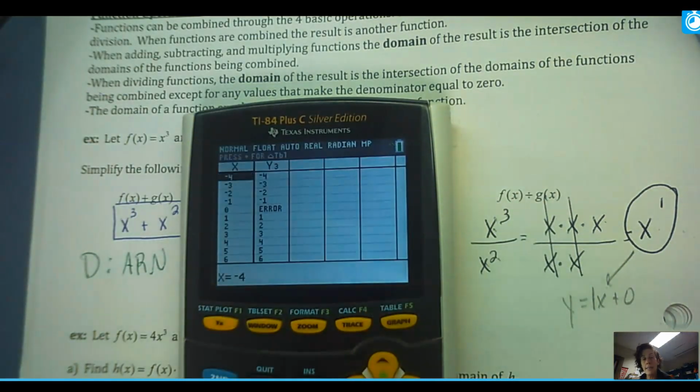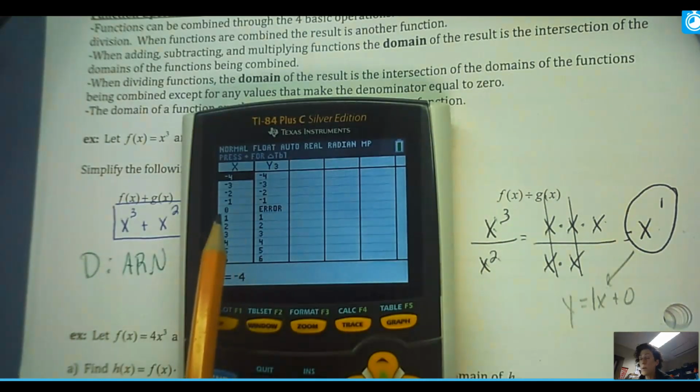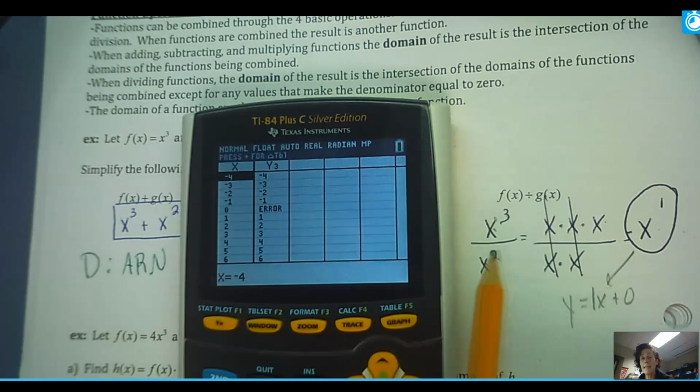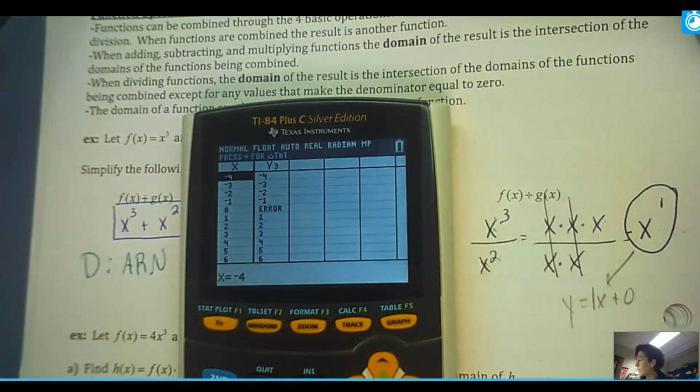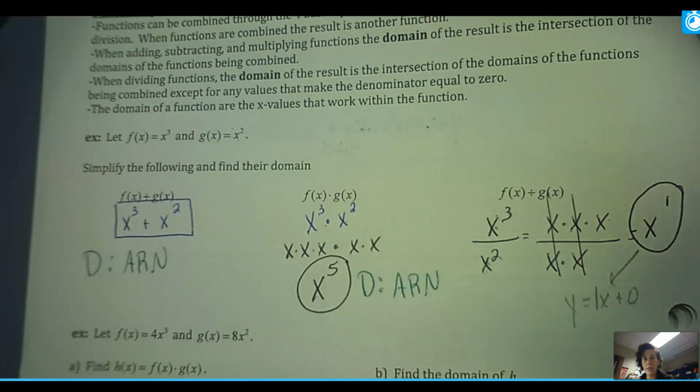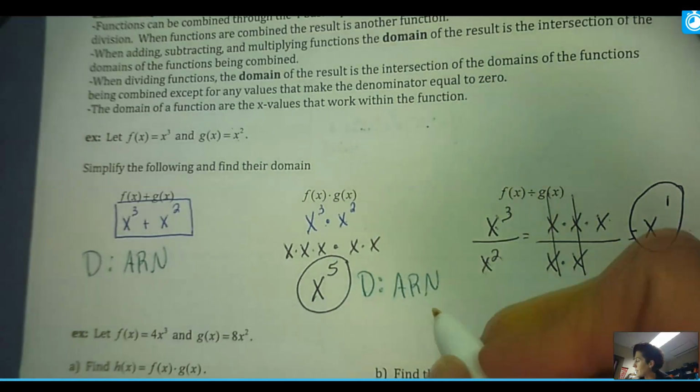But if you look at the table, you're going to see when you choose x to be 0, that you get an error message, because I can't have x down here in the denominator. I can't take something in the numerator and divide it by 0. So we have a domain issue. So again, whenever you have a fraction, you will most likely have a domain issue.